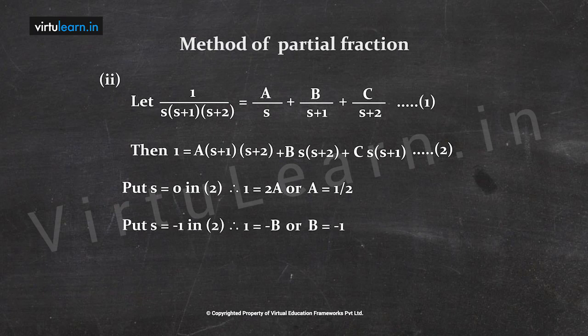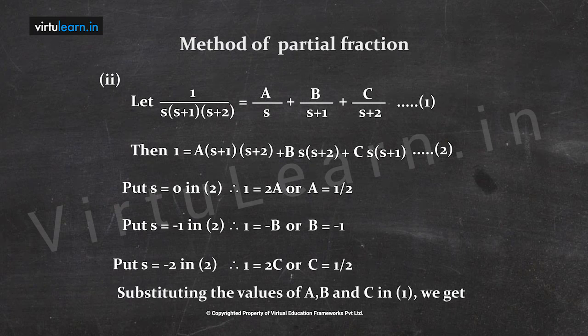If s equal to minus 1, then the a and c terms are zeros, so definitely we will get the b value: 1 equal to minus b, that implies b equal to minus 1. If s equal to minus 2, then the first two parts are zeros, and automatically we'll get the c value. S equal to minus 2, therefore 1 equal to 2c, c equal to 1 by 2.